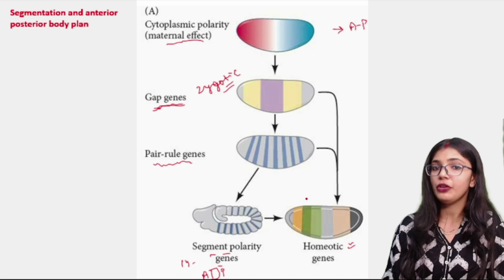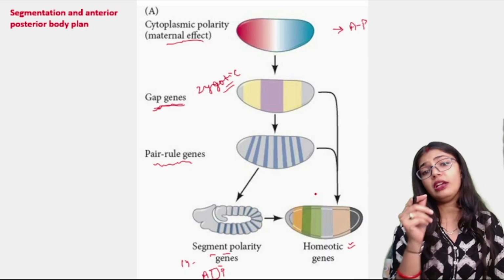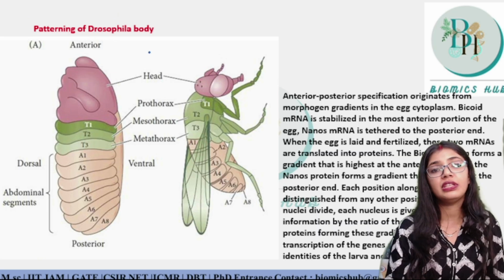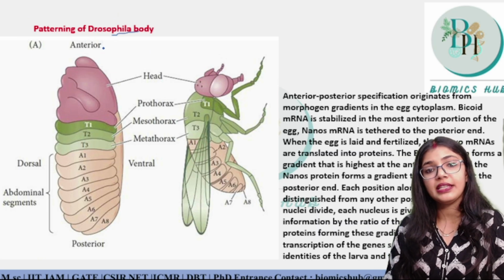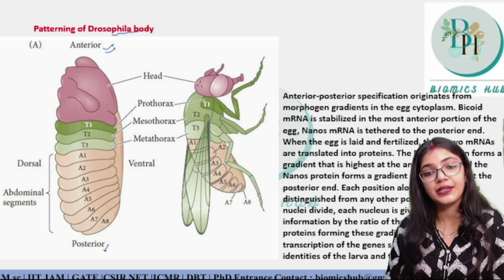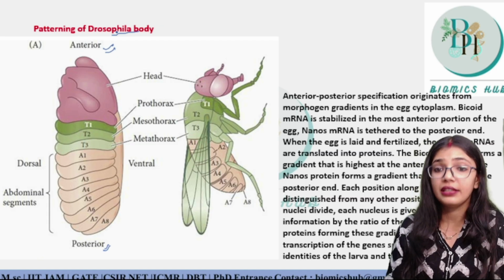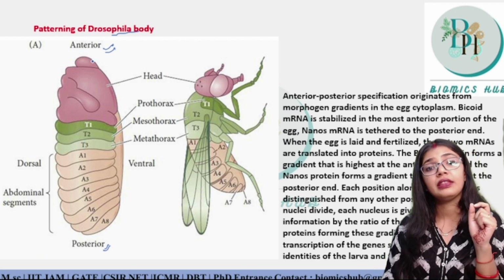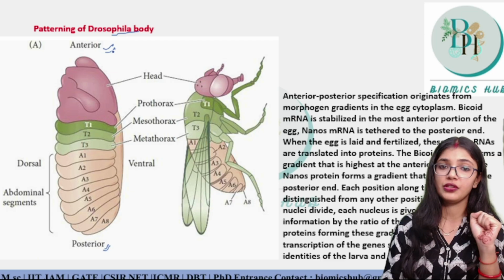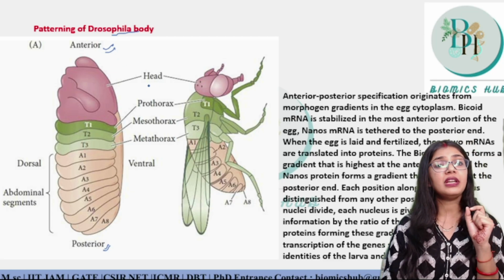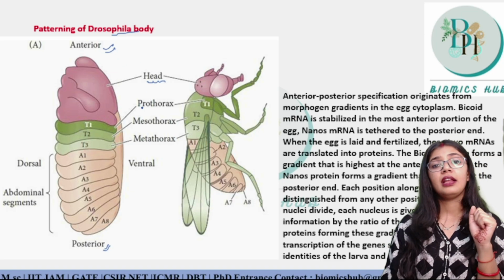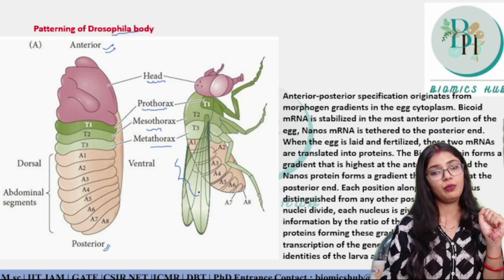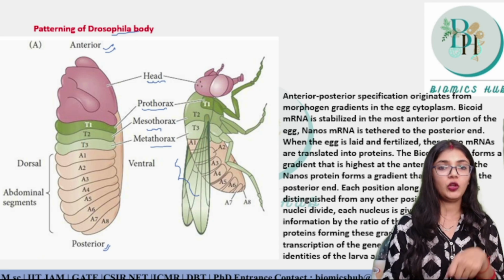So in this video, we are going to discuss the anterior and posterior axis development, the patterning of Drosophila. That means here the anterior axis and posterior axis are being formed. So here we will see how the bicoid and nanos mRNA decide the anterior and posterior axis formation. In the anterior portion, what was present? The head was present. Next is the prothorax, mesothorax, and metathorax. Next comes the abdomen, and last is the telson, okay.